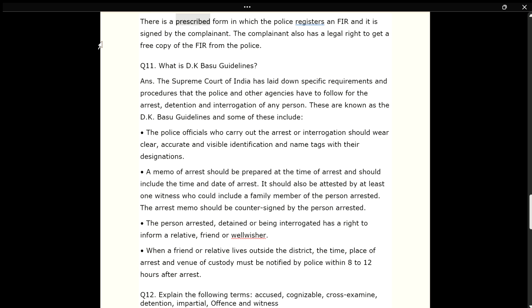There is a prescribed form in which the police registers an FIR and it is signed by the complainant. The complainant also has a legal right to get a free copy of the FIR from the police.